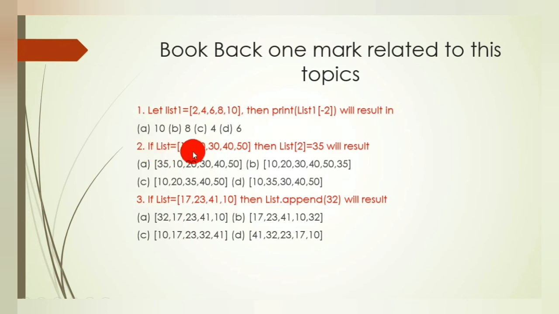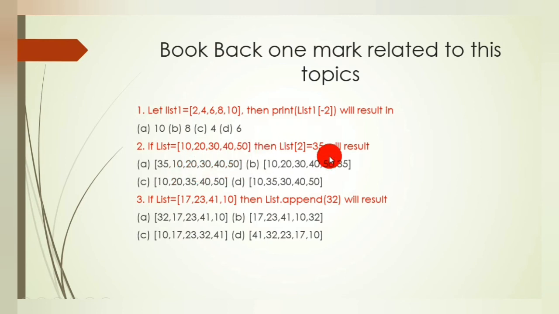If list equal to 10, 20, 30, 40, 50, then list of 2 equal to 35. What do you have to do in this question? We add the element 35 to this list. Yes, we are adding one more element to this existing list. In what position are you adding? Second position. Now you can see 0, 1, 2. In the second position, which element is there? 30. The element 30 is moved to the right side, and then the new element 35 will be inserted.